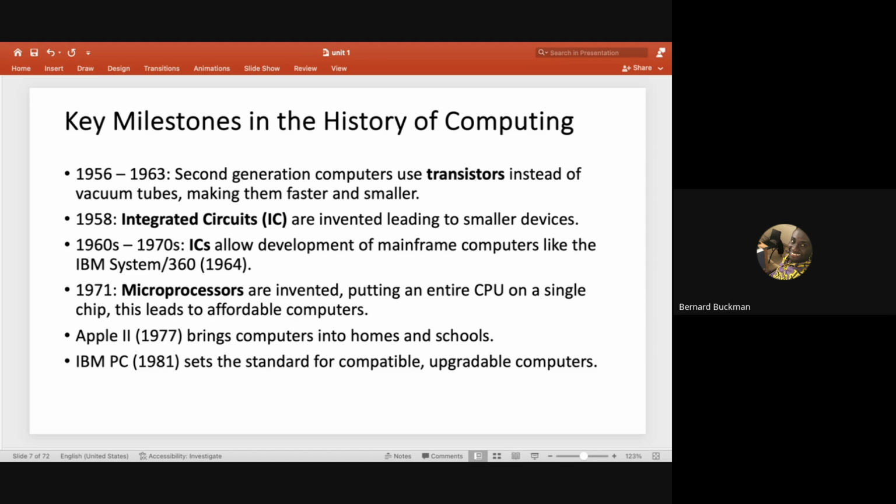But what we want you to understand is that their history predates electricity. Anytime that anyone was doing anything that involves calculation, or used a mechanical device to do calculation, they were doing computing.